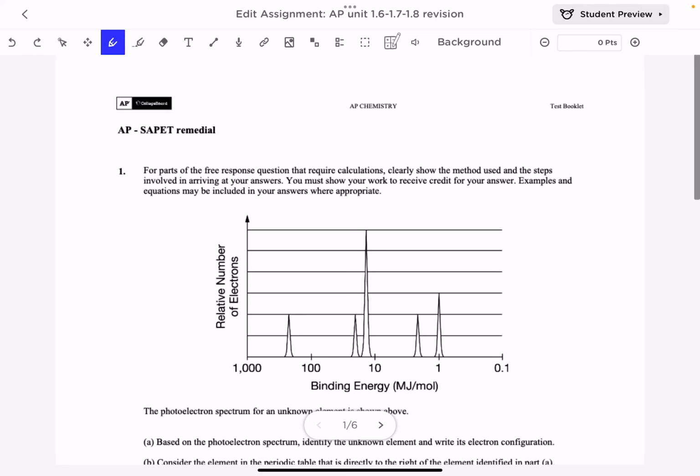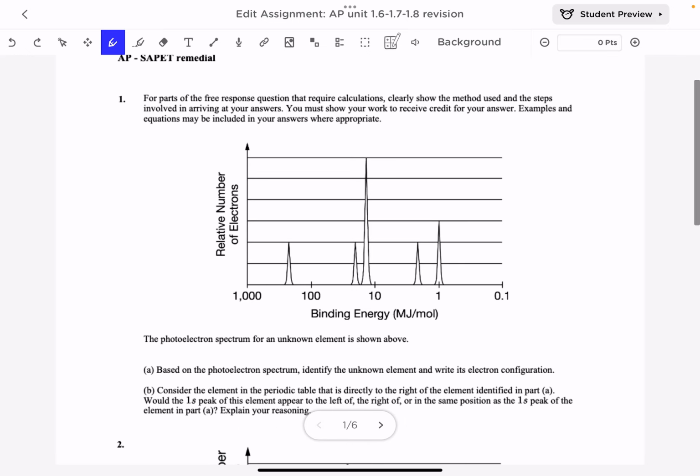Good morning. This is a recorded remedial session to cover the revision for units 1.6, 1.7, and 1.8 of the chemistry AP. We start with the first question, which is a free response.